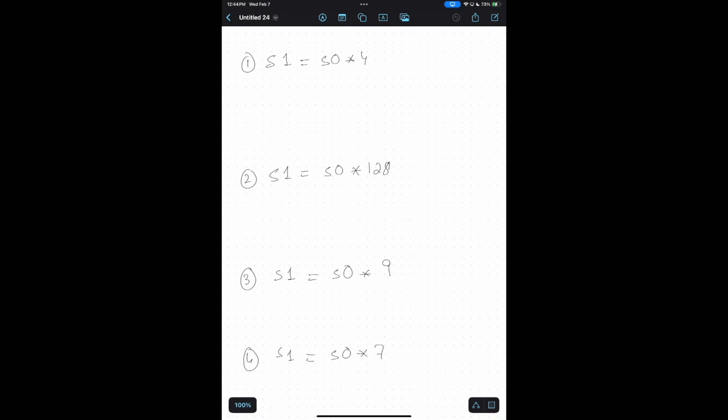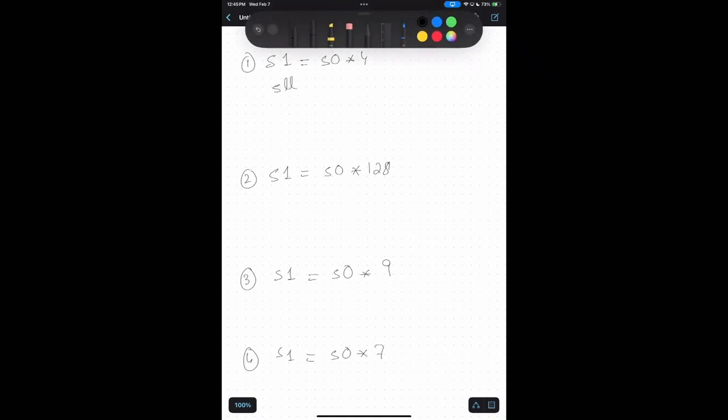So the first thing is you should know what instruction you should be using. And we know that if we need to multiply, we can simply use the shift left logical instruction. So the instruction should be SLLI, and we need to save it in S1. And then the source register is S0.